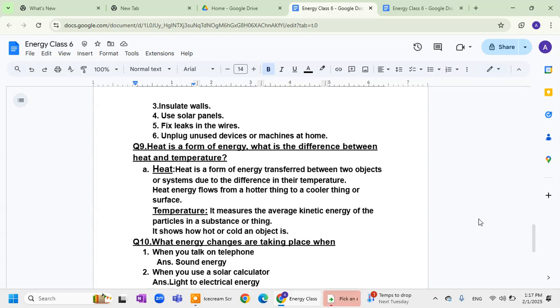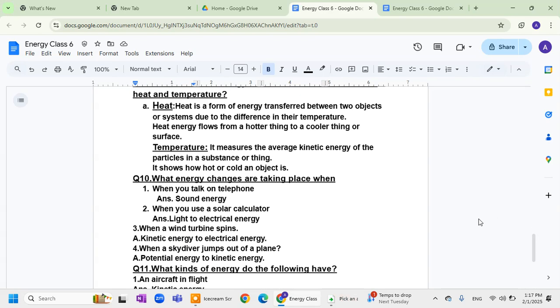Question 10. What energy changes take place when, number 1, you speak on a mobile phone or any other phone? Answer: sound energy. Second, when you use a solar powered calculator? Answer: light energy is converted into electrical energy. Number 3, when a wind turbine spins, kinetic energy changes into electrical energy. Number 4, when a skydiver jumps out of a plane, the potential energy of the skydiver changes into kinetic energy.